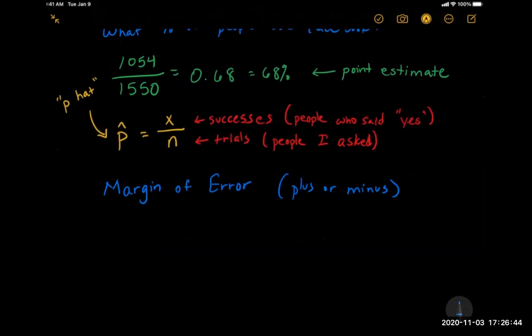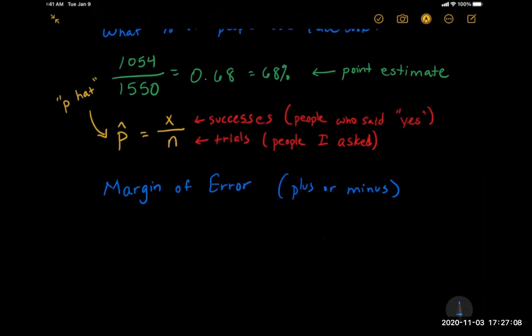So when we talk about the phrase margin of error, what we mean is, I think my answer is probably pretty close to 68%. 68% of the people I surveyed said yes. So I think if I were to ask everybody on Earth, 68% of them would also probably say yes, about. The margin of error is, how close to 68% am I?